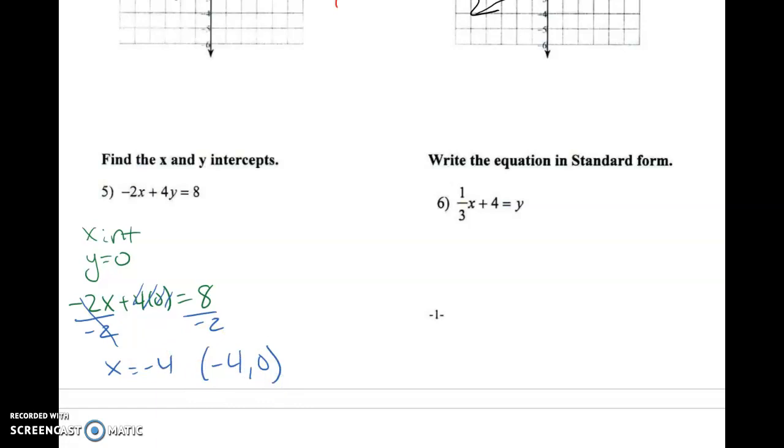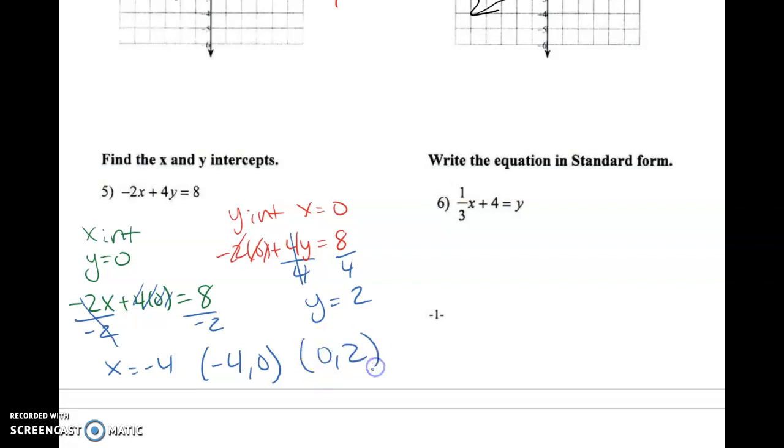For my y-intercept, I'm going to plug in x to be 0, so I'd get negative 2 times 0 plus 4y equals 8. Now negative 2 times 0 is 0, so I have to divide by 4 in order to get that y equals 2. So my y-intercept is 0, 2.